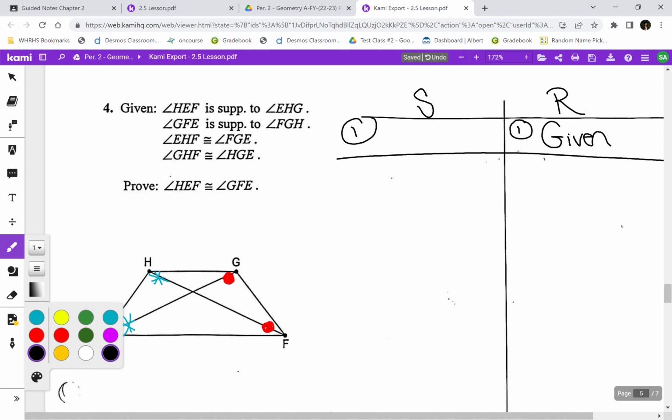Keep going. Then we have angle EHF. So I'm going to call this angle 1 right here, is congruent to angle FGE. So I'm going to call this angle 2 down here. And angle GHF, I'm going to call this angle 3, is congruent to angle HGE, which I'm going to call angle 4.